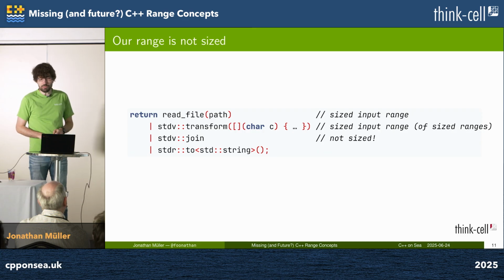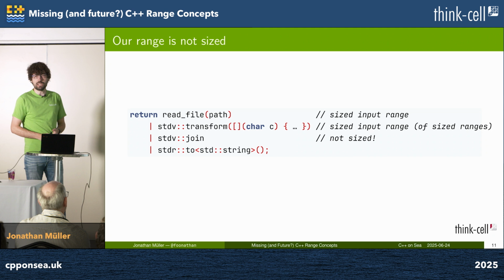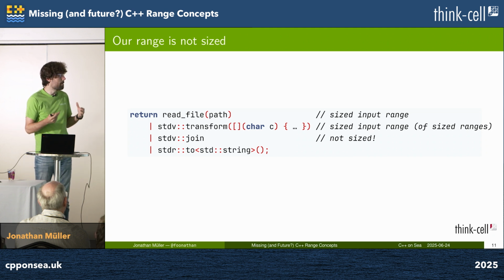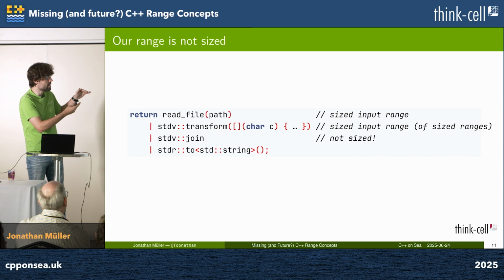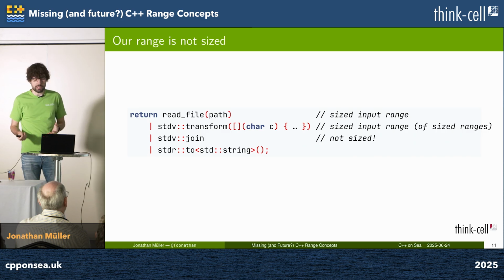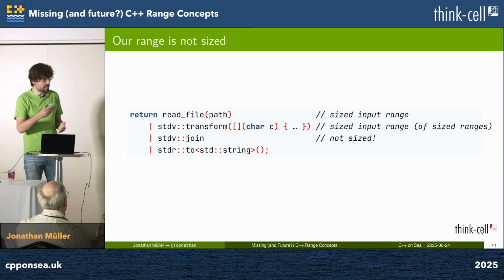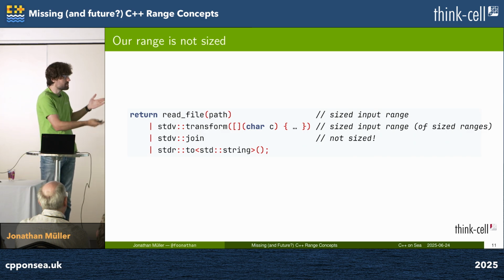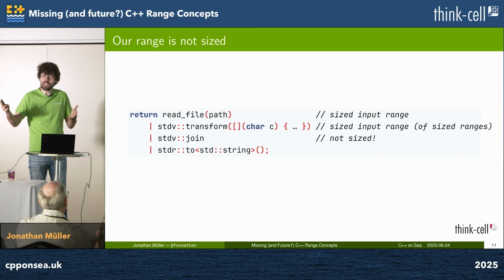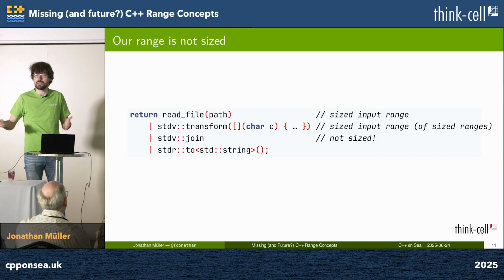Even though read file is an input range, and we can make it a sized input range, because we can just query the file system for the size of the file, after the transform and the join, we have something that is no longer sized. Because the transform turns it into a sized input range of sized ranges, like one string for each character, and each string is sized. But when we join them back together, we have to sum all the sizes of the individual strings, so we don't have a size overall. So we lose size information. And this makes sense, because we expand tabs into spaces, and we don't know a priori how many tabs there are in the file.